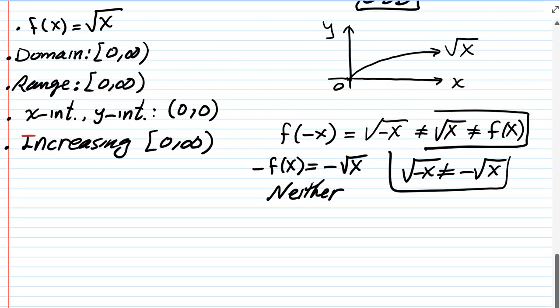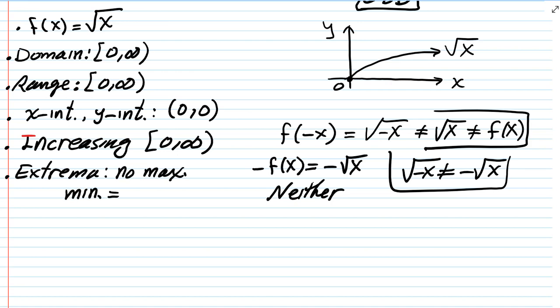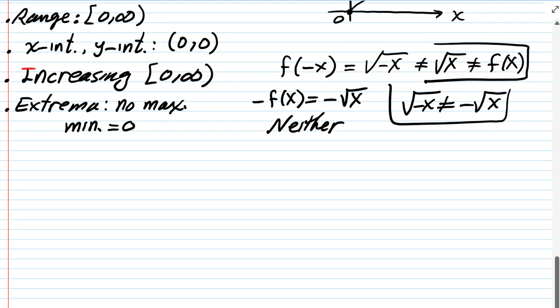Oh, extrema, the last thing. What about the extrema of this function? Well, the lowest point is 0, right? The max, there is no max. So extrema, I'm just going to say no max. And there is a minimum, right? Minimum is 0. The value of the function, by the way, is the minimum, not the x value. But the extrema is 0 in this case. Where it happens is at x equals 0 also.